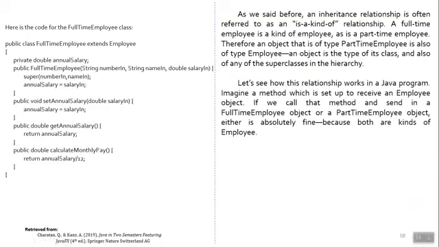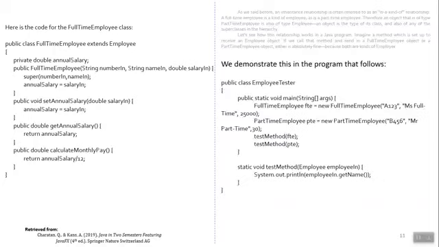Let's see how this relationship works in a Java program. Imagine a method that is set up to receive an employee object. If we call that method and send in a full-time employee object or a part-time employee object, either is absolutely fine because both are kinds of employee. If we want to register a new type of employee, it would fall under full-time employee or part-time employee, not just a plain employee. We demonstrate this in the program that follows.